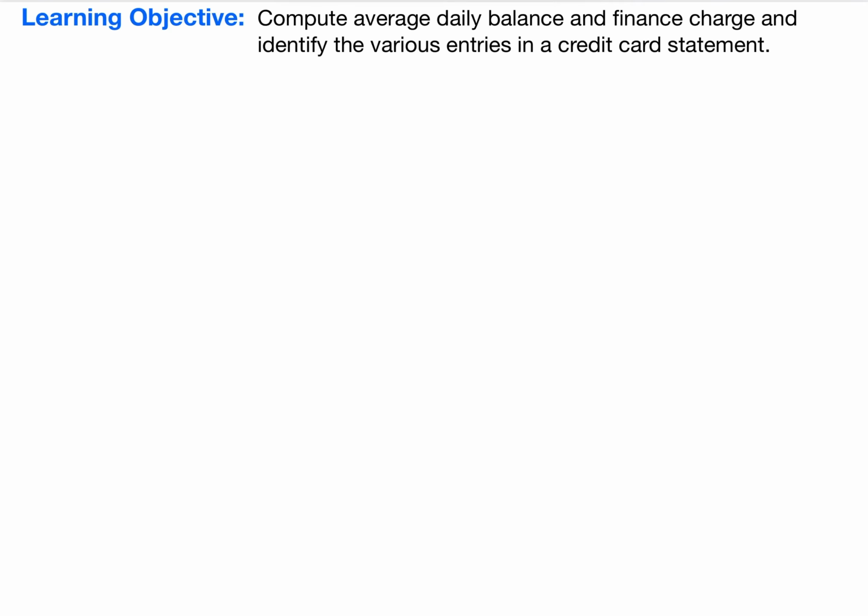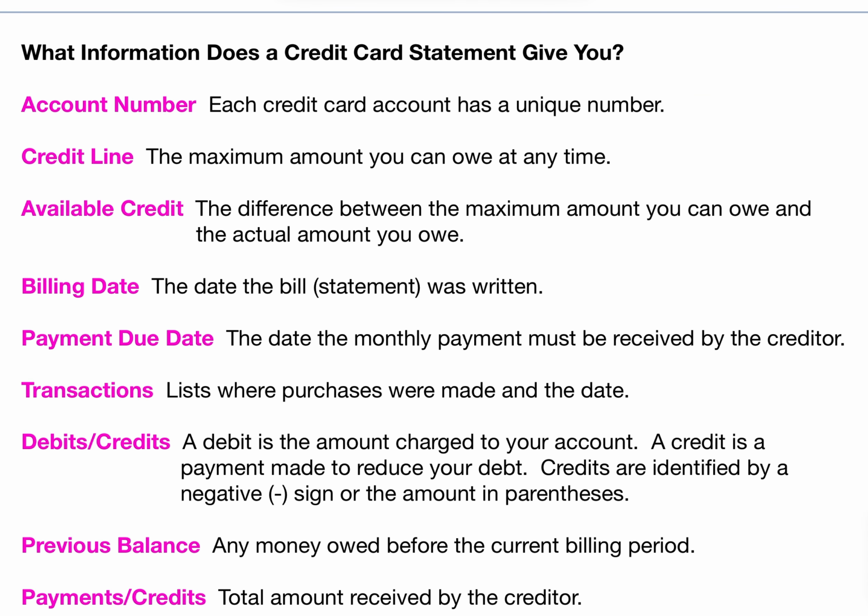Okay, class, in this lesson, we are going to learn to compute both the average daily balance and the finance charge. And then we're also going to identify the various entries that are pertinent in a credit card statement. So let's go ahead and get started with some terms that you should become familiar with first.